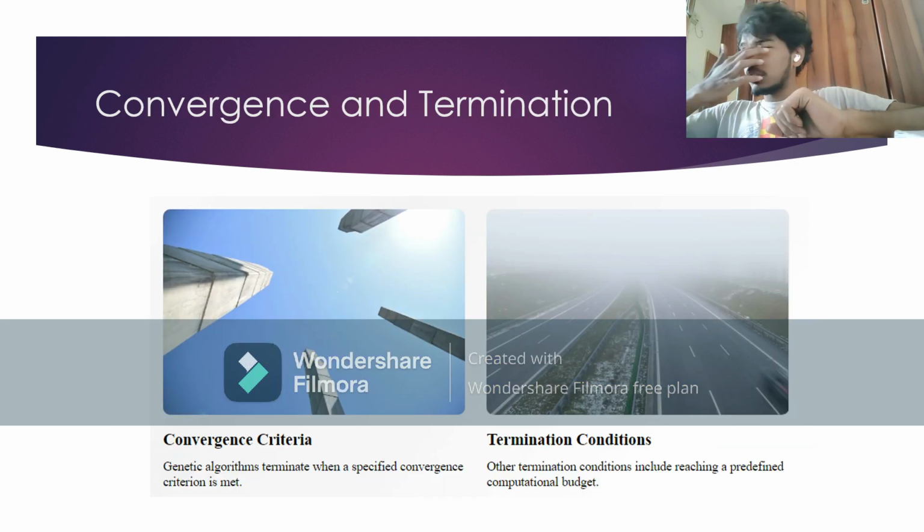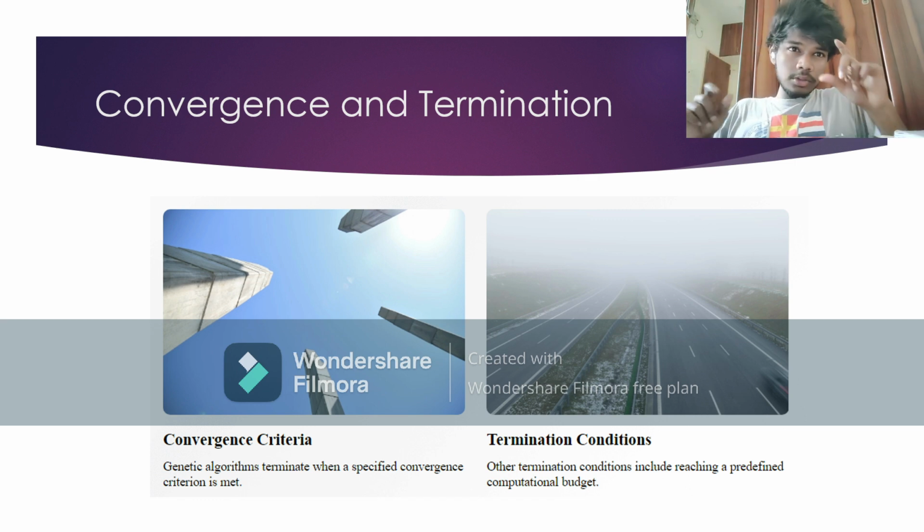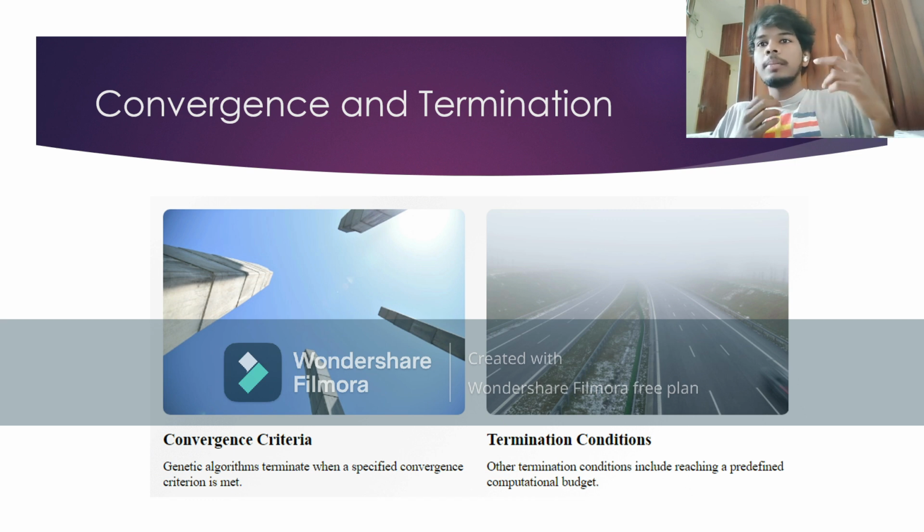Convergence and termination. So convergence criteria require that genetic algorithms terminate when a specific convergence criterion is met. So there's a threshold value. If the threshold value is met, this convergence criterion terminates the process. Then termination conditions. There are a few termination conditions which we will be seeing later. Other terminations include reaching a predefined computation budget. So this also requires some cost. So we'll move on to the next one.